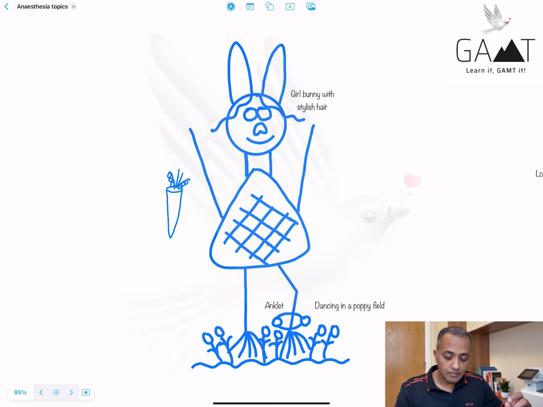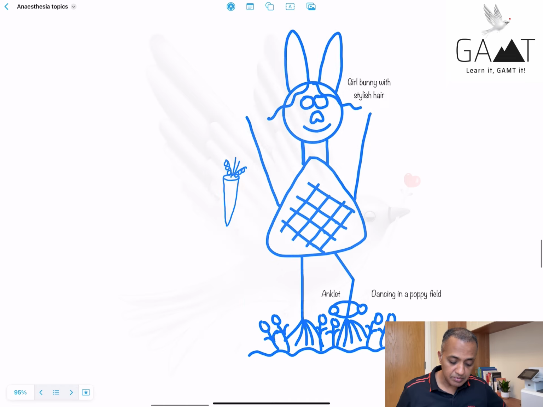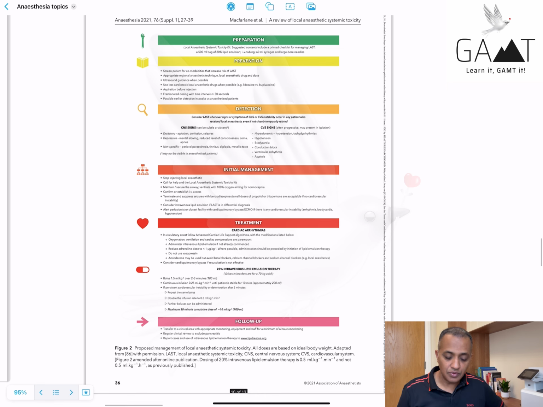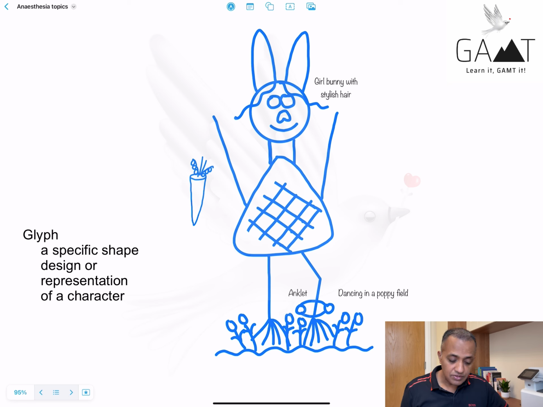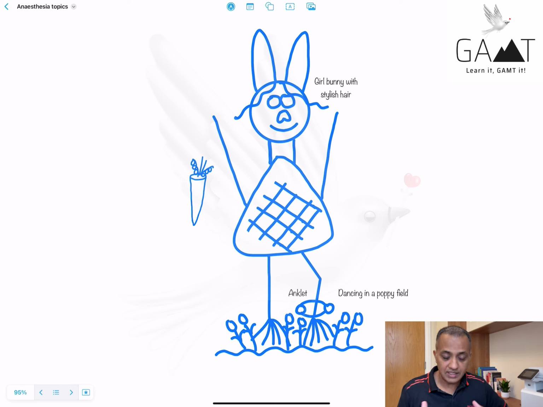The beauty of this technique is that if you remember this GAMT, you can remember all the information relevant to the management of local anesthetic toxicity. In the GAMT, which is the glyph assisted memory technique, we use individual letters as glyphs and use them to build an image. And this is an image for the local anesthetic toxicity.